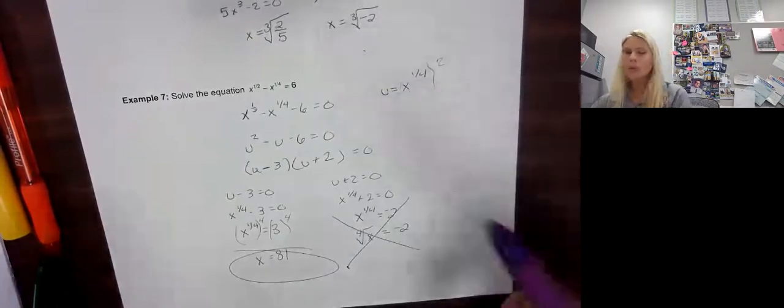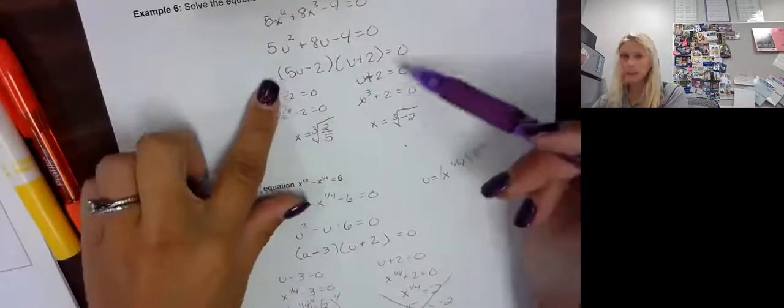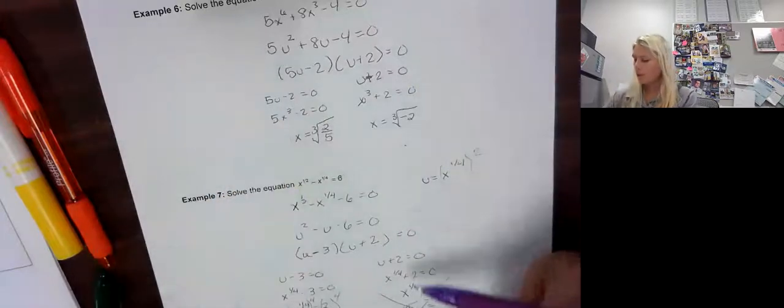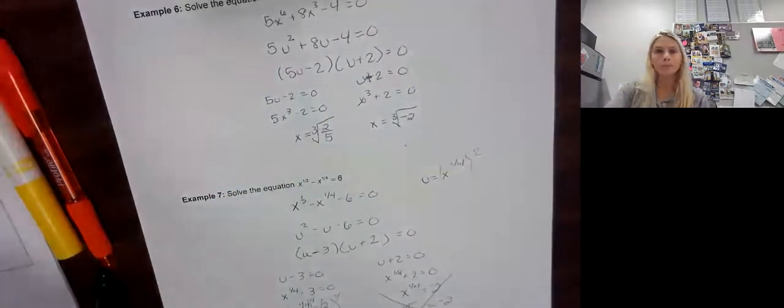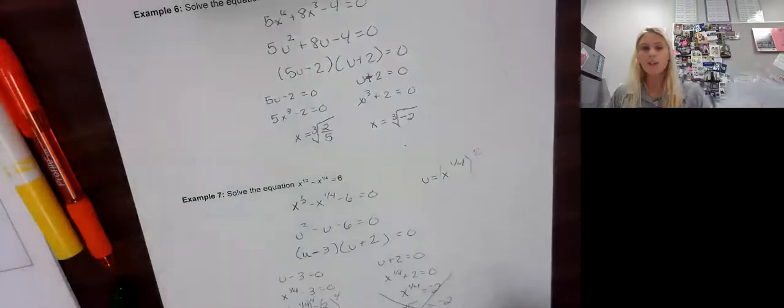So when you have odd exponents, you're good. If you have even, you want to watch out.